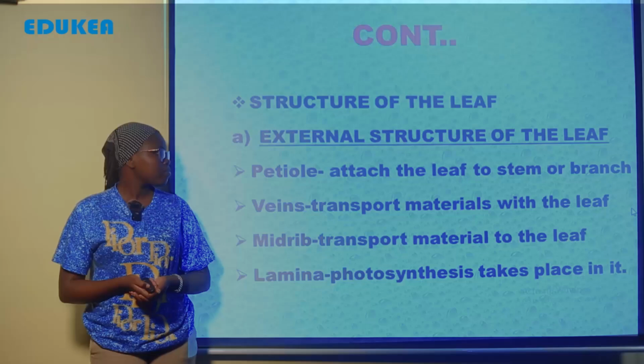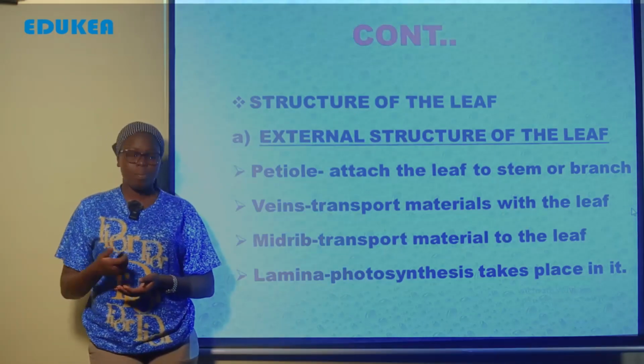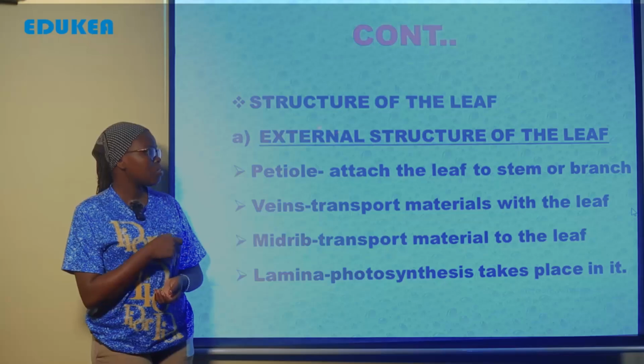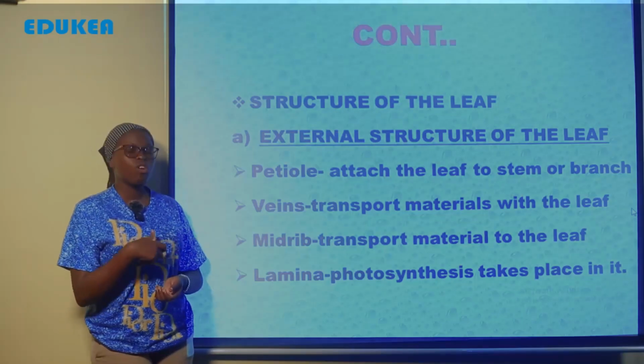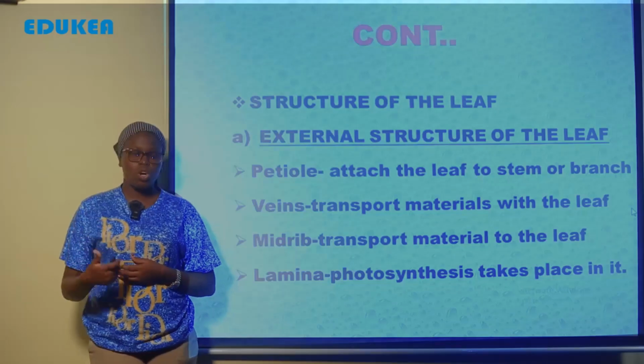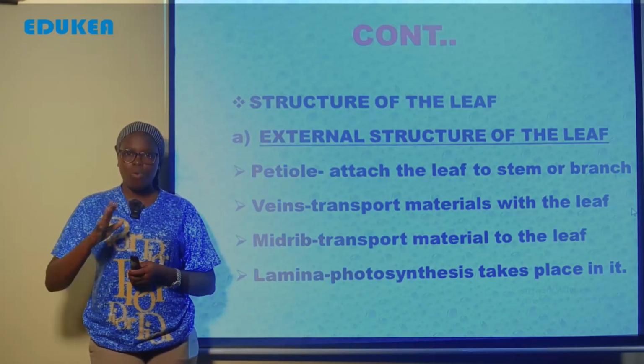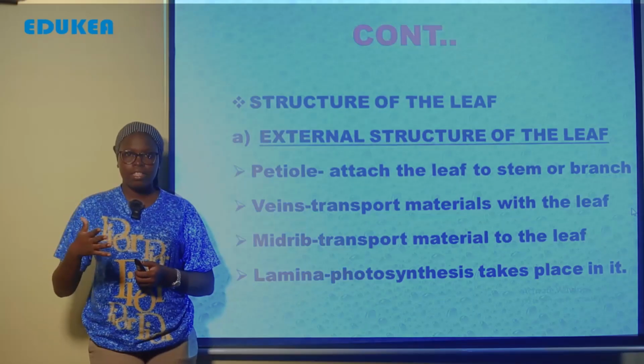Now, let us see the structure of the leaf where photosynthesis will take place. The external structure of the leaf. External is morphological au structure ambayo tunaweza tukaiona kwa macho yetu. Morphological structure of the leaf. Kwa hapo tunaangalia umbo la jani kwa nje, namna gani jani inakuwa inaonekana.